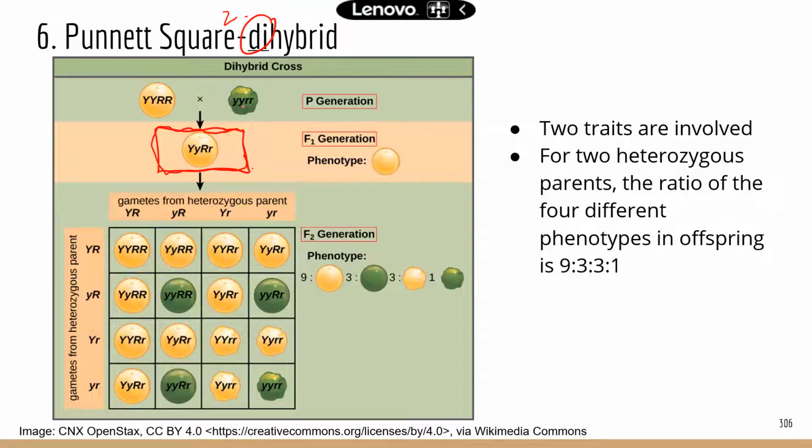So the big Y is yellow, and the little y is green. And for the trait that R calls for, big R is going to be smooth. And little r is the recessive trait, which is wrinkled.